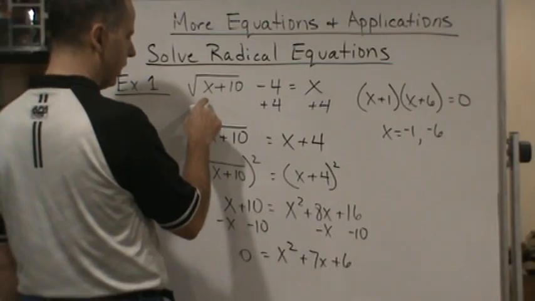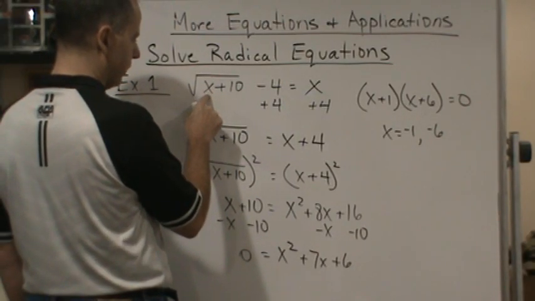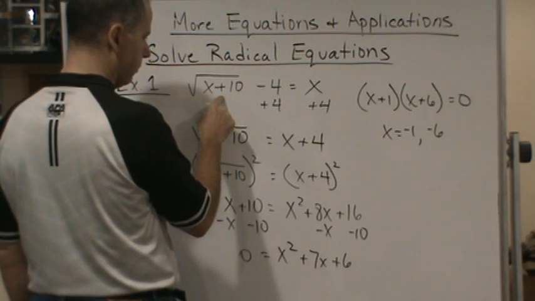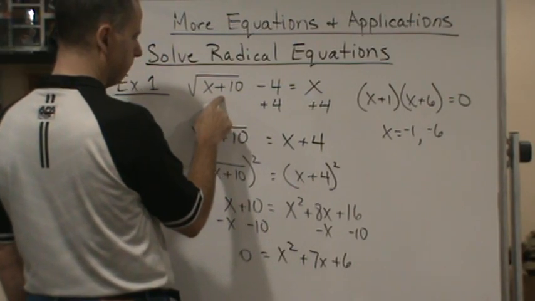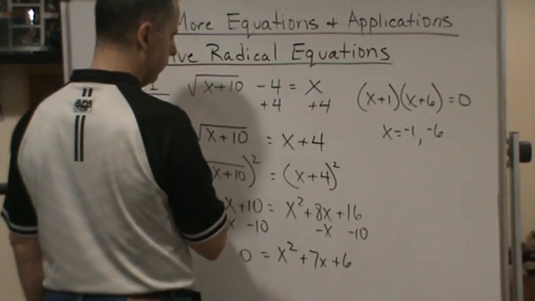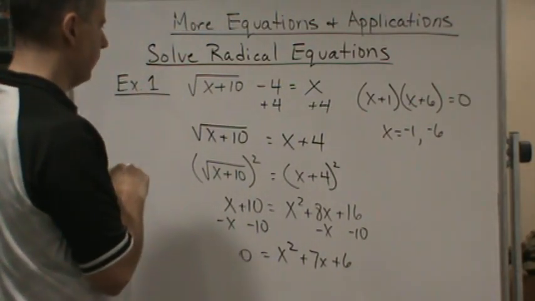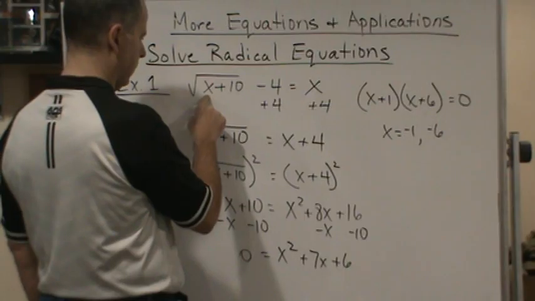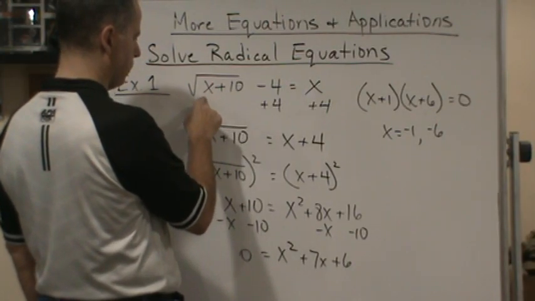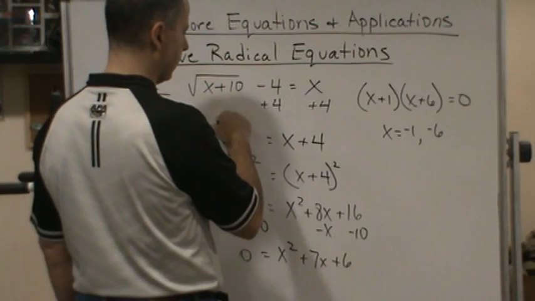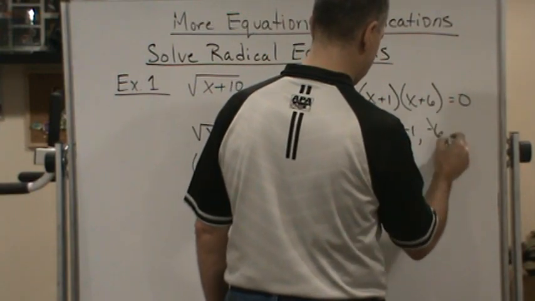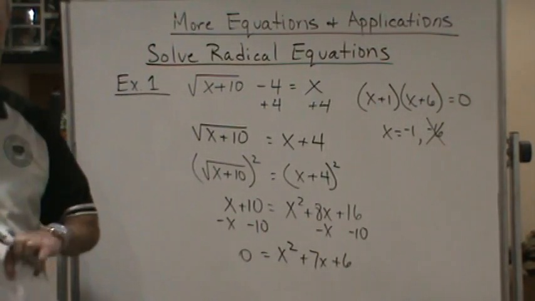So let's see if we get -6 here. We get -6 plus 10 is 4. Square root of 4 is 2. Right? Well, 2 minus 4 is not going to give us a -6. I want to make sure I did that right. So -6, that'll give us plus 10, which is 4. Square root of 4 is 2. 2 minus 4 is -2. So that doesn't work. So -6 did not work.